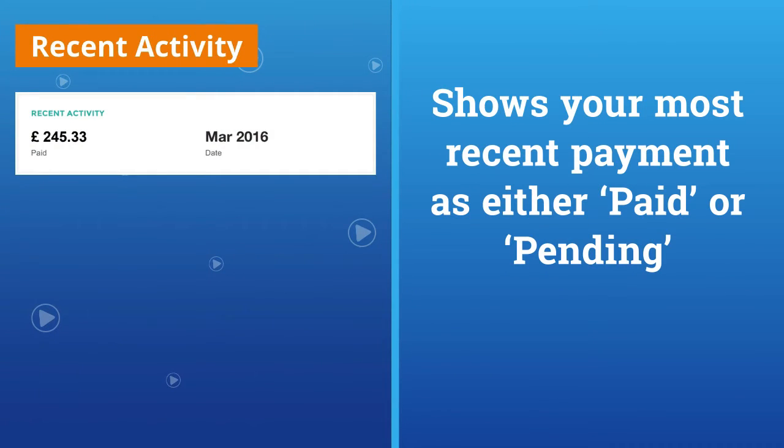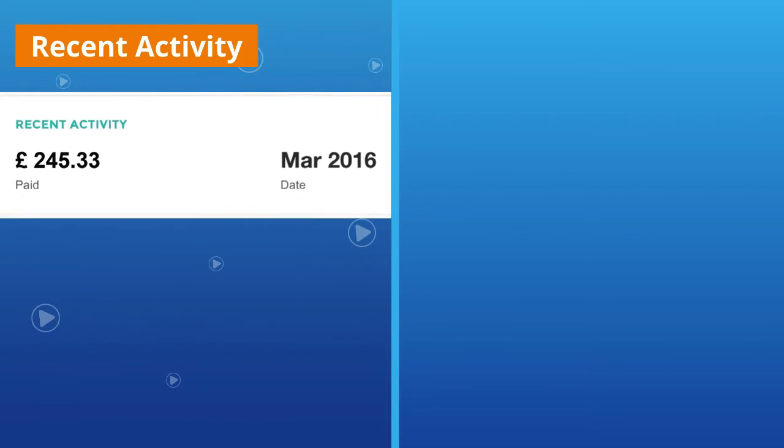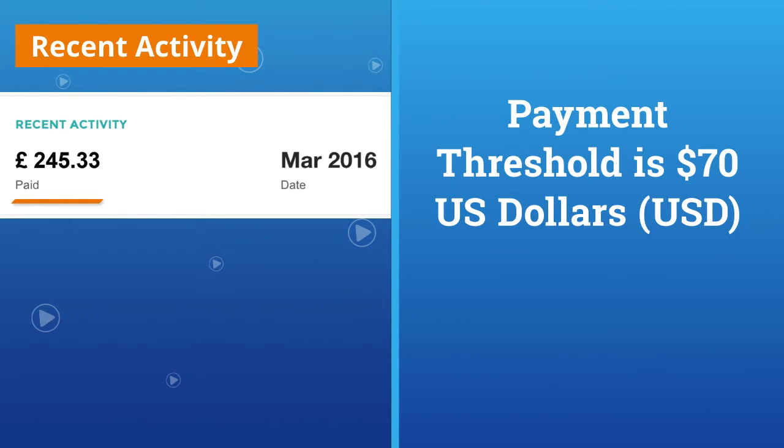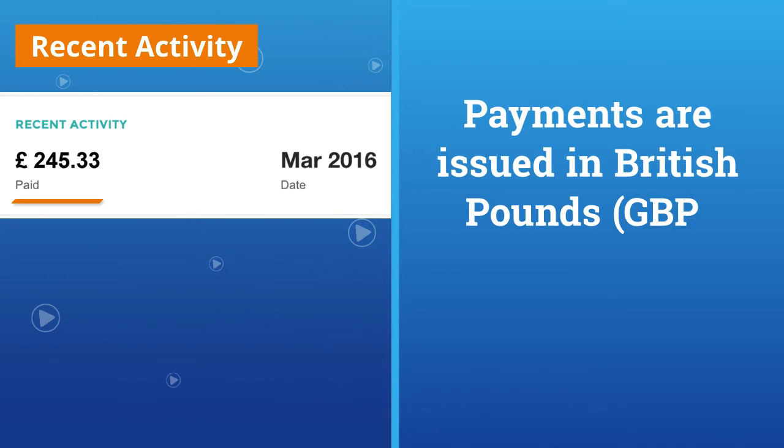Recent activity shows your more recent payment in British pounds that has either been paid or is pending. Pending is your cumulative earnings yet to be paid since your last payment, and as such, pending earnings will convert to paid once your gross channel revenue reaches the payment threshold of 70 US dollars. We set the payment threshold in US dollars as that's the currency we're receiving revenue in from YouTube, and we issue payments in British pounds as we are a UK-based company.